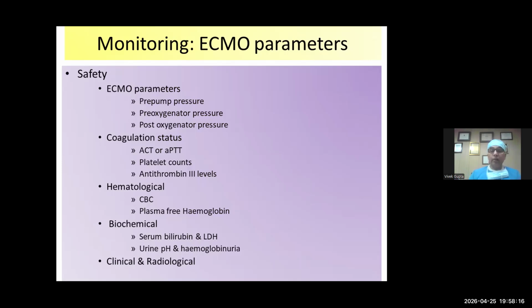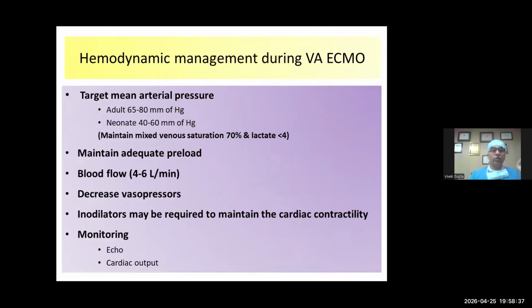You look at the LFTs, that guides you that bilirubin is normal and the liver is not damaged. If your cannula position is not correct, it might obstruct the hepatic vein and your bilirubin may go high. Urine hemoglobin will guide you that there is a possibility of hemolysis, and you assess clinically and radiologically to ensure that everything is running well.